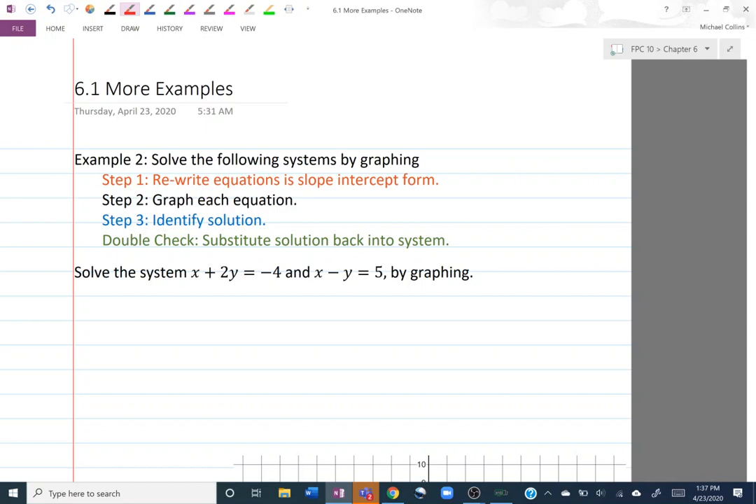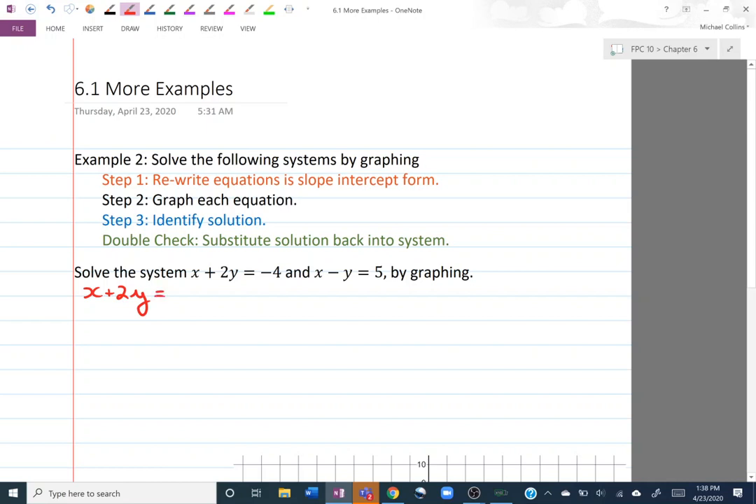Step 2, graph each equation. Step 3, identify the solution, and last, do a double check. Substitute your solution back into your system. So I've got these all color-coded. I'm going to go ahead and start doing them. Rewrite the equations in slope-intercept form. I'm going to write small because I have a feeling it's going to be a big question. I didn't leave myself enough space to do it.